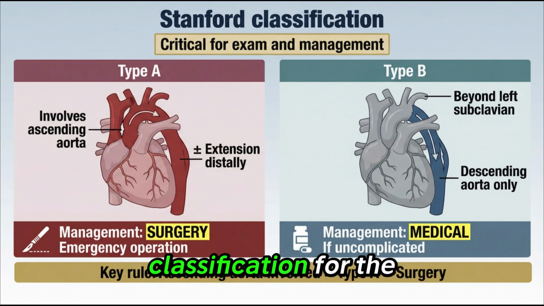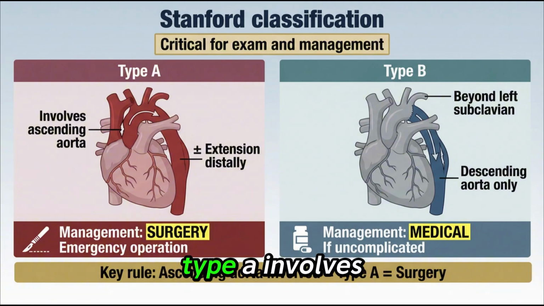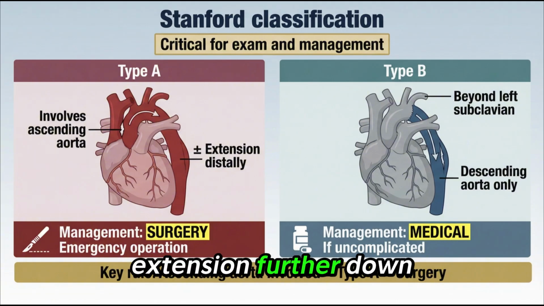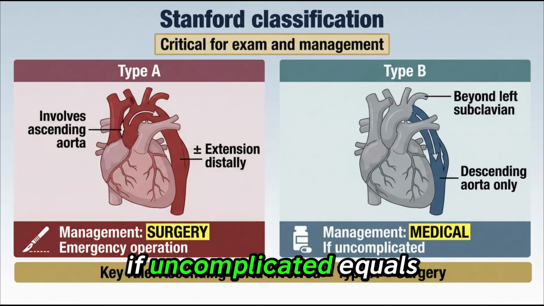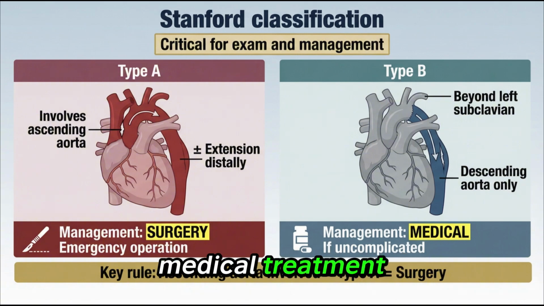The most important classification for the exam is the Stanford classification. Type A involves the ascending aorta, with or without extension further down. Type B involves only the descending aorta, beyond the left subclavian artery. This distinction is critical because it determines management. Type A equals surgery. Type B, if uncomplicated, equals medical treatment.